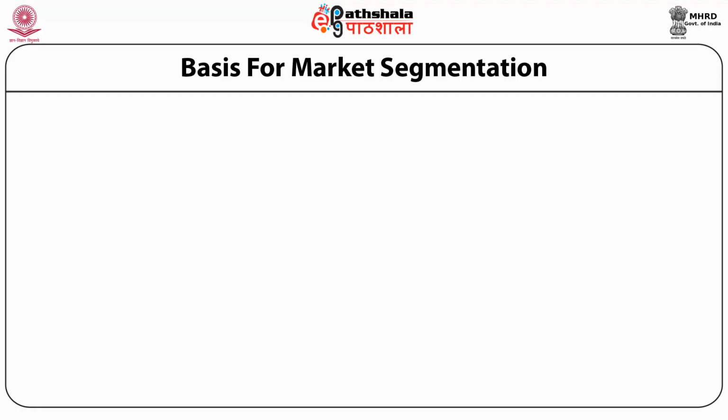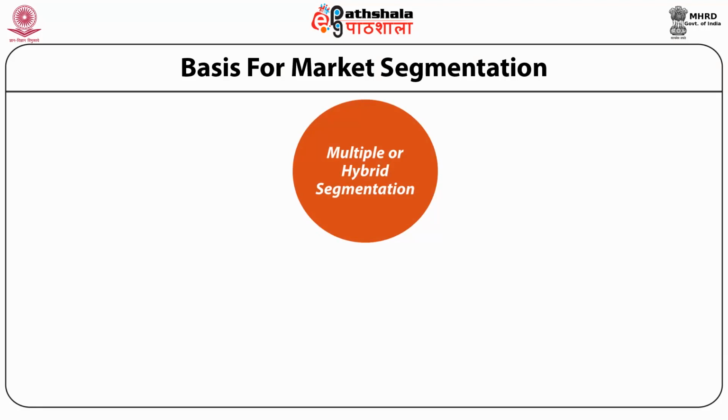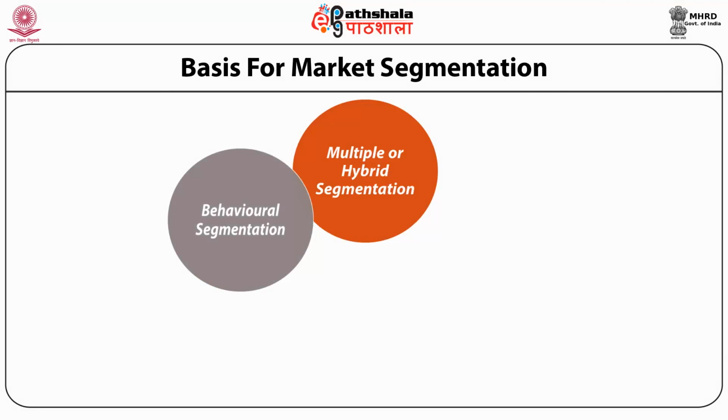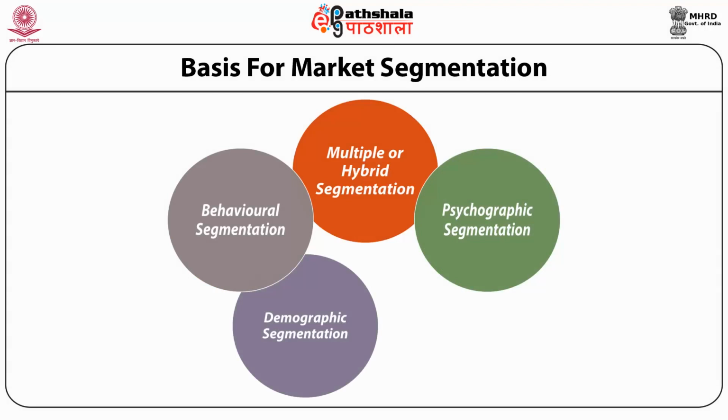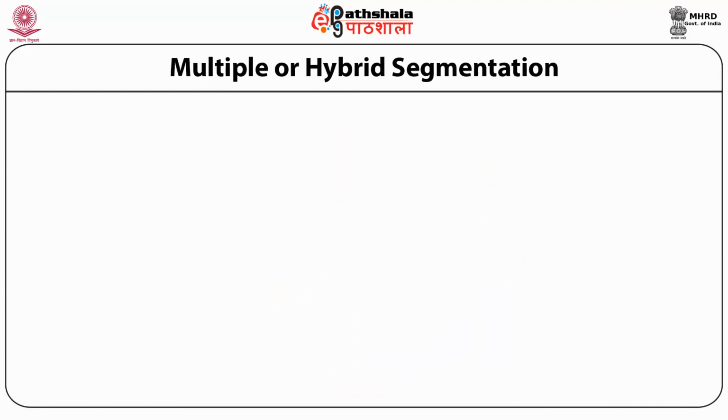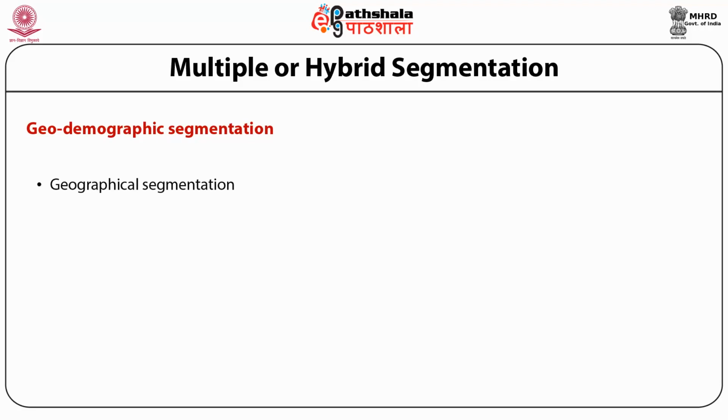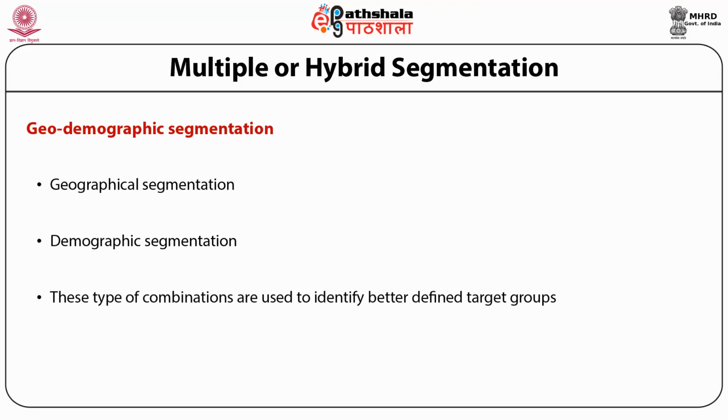The market can be segmented on the basis of various factors. Among the important ones are multiple or hybrid segmentation, behavioral segmentation, psychographic segmentation, demographic segmentation, and geographic segmentation. When we are talking of multiple or hybrid segmentation, geodemographic segmentation includes both geographical segmentation and demographic segmentation. These types of combinations are used to identify better defined target groups.